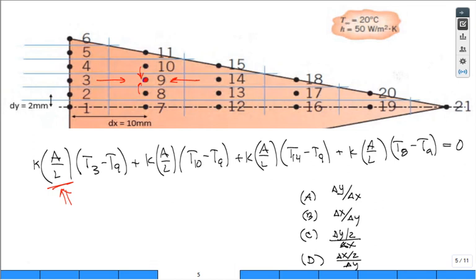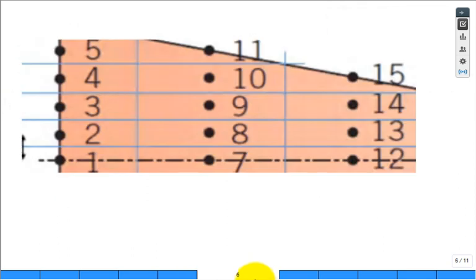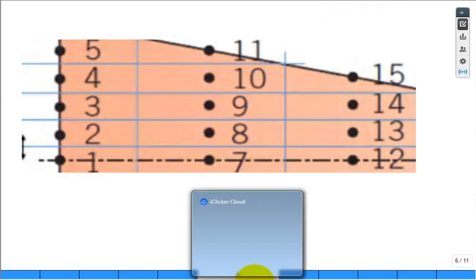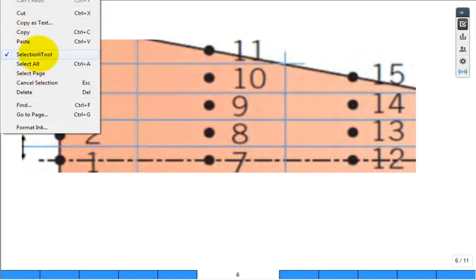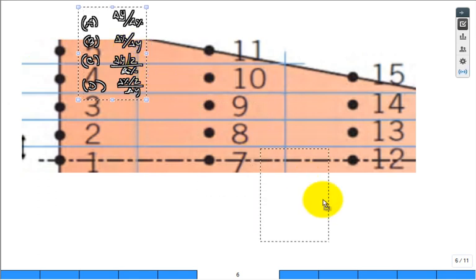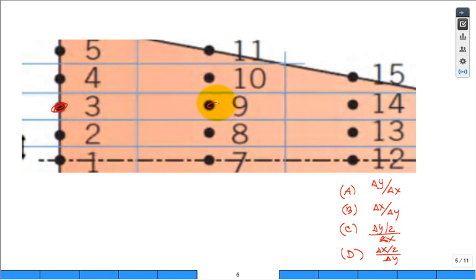Well, I think what I did was, let me copy this. Edit, copy. I think I even blew it up. I blew it up. All right, because this is so confusing to a lot of people. And now we do an edit with the paste right there. So these are still our choices for the answer. And the question was, for the transfer of heat from node 3, right here, into 9, what is that? Is that my area? And this is my length? Is that what it is?